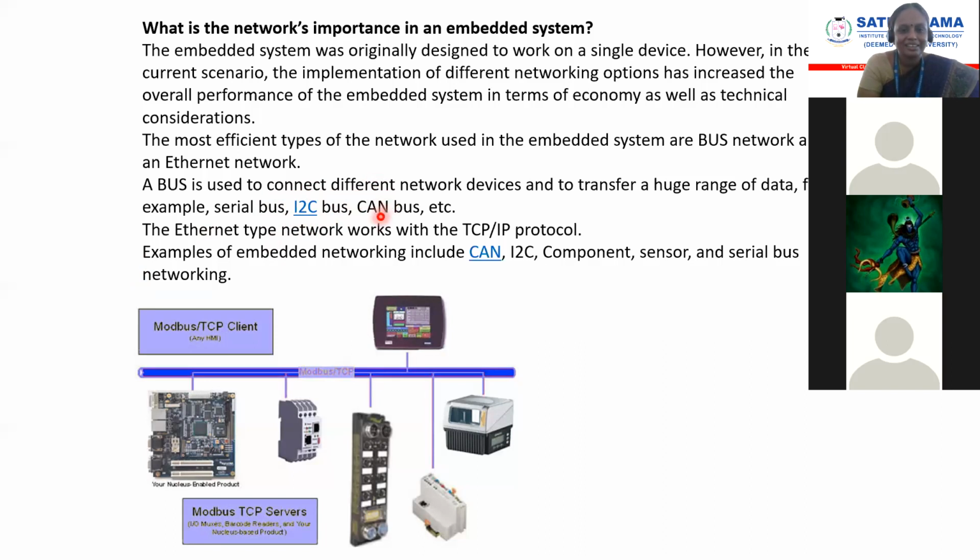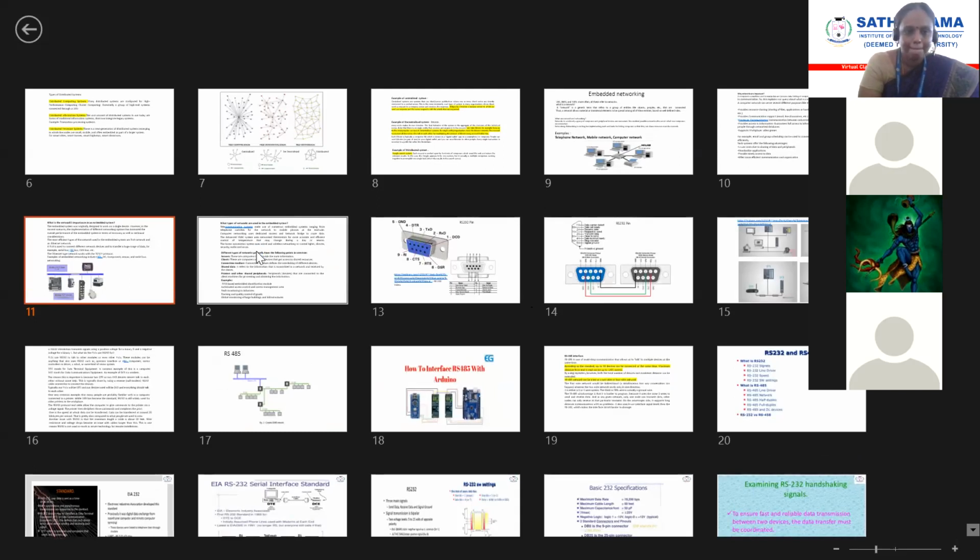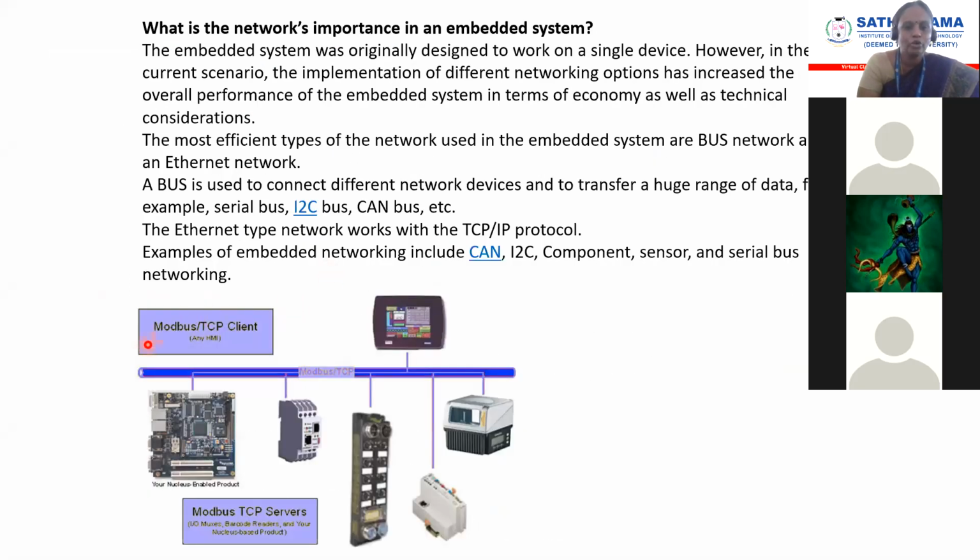CAN bus? Controller Area Network bus. Mainly in automobiles, the CAN bus is very popular, and there is the I square C bus. Serial buses we have seen with RS-232 and RS-485, and the USB protocol, Universal Serial Bus, is also there. So to do all my TCP, Transmission Control Protocol, transmission, this type of embedded networking is also needed.